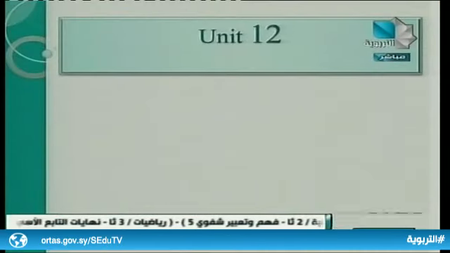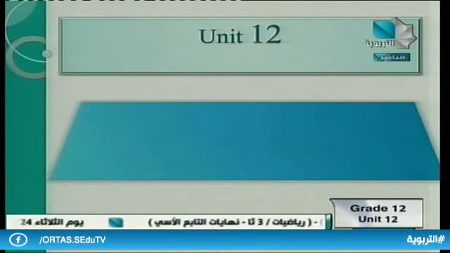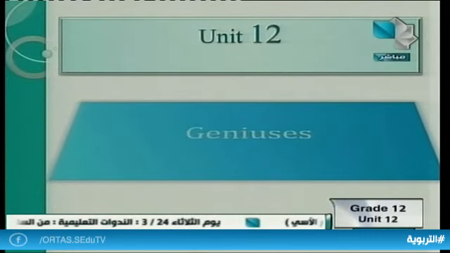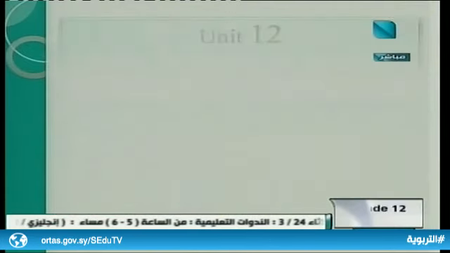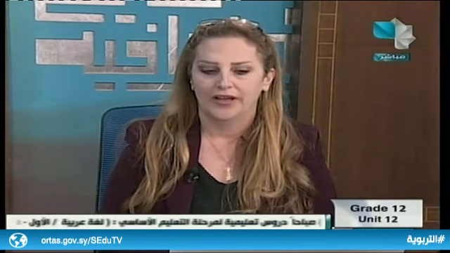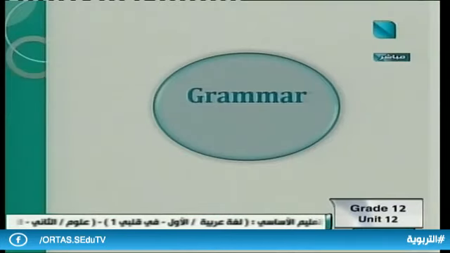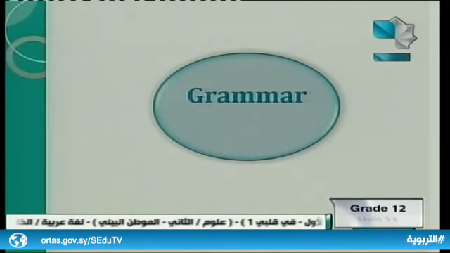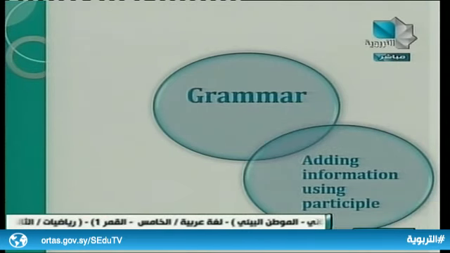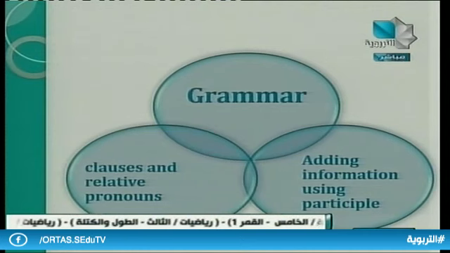Well, dear students, in Unit 12 we are going to speak about geniuses, and we have some elements in this unit, in the student book and the activity book. I am going to speak first about grammar. You know that in grammar we have adding information. We will speak about this rule first, then we will move to the reading in the student book and in the activity book. In the grammar, the focus is on adding information using participles, and we add information by using relative clauses and relative pronouns.